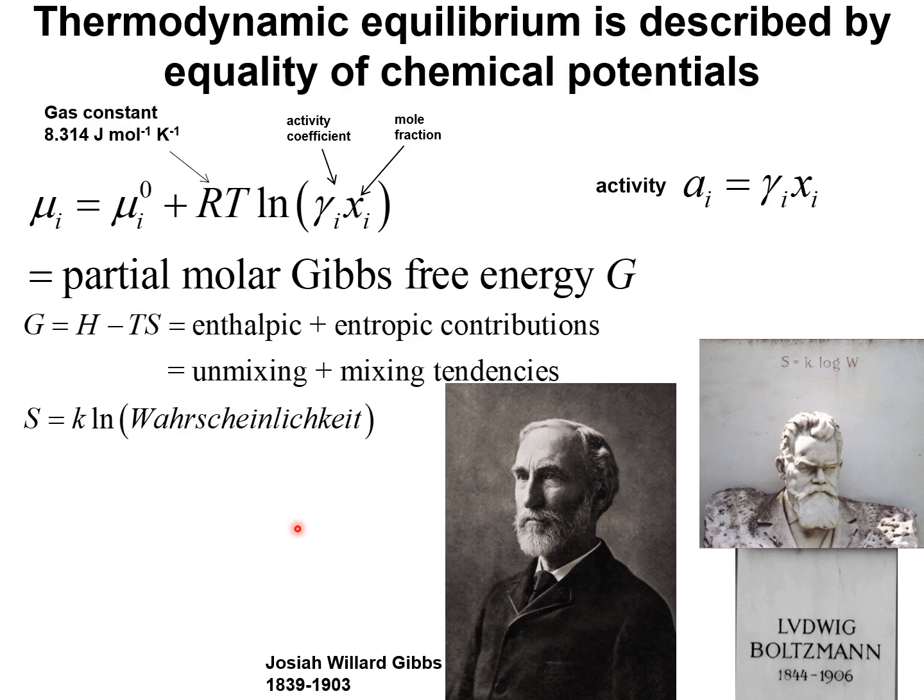let us resort to the Gibbsian thermodynamics of phase equilibrium. For two phases that are in thermodynamic equilibrium, the chemical potential of any component must be equal in either phase. The chemical potential of any component is written as the chemical potential in some standard state plus R times T times ln of the activity, where the activity is the activity coefficient times the mole fraction.